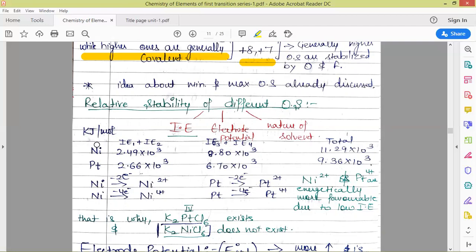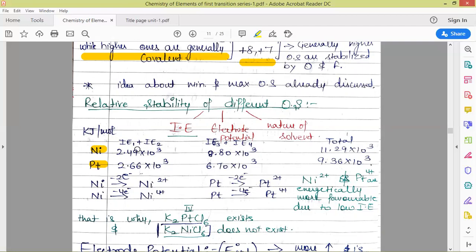Here nickel belongs to the 3D series and platinum belongs to the 5D series. So nickel belongs to the 3D series, and platinum belongs to the 5D series.